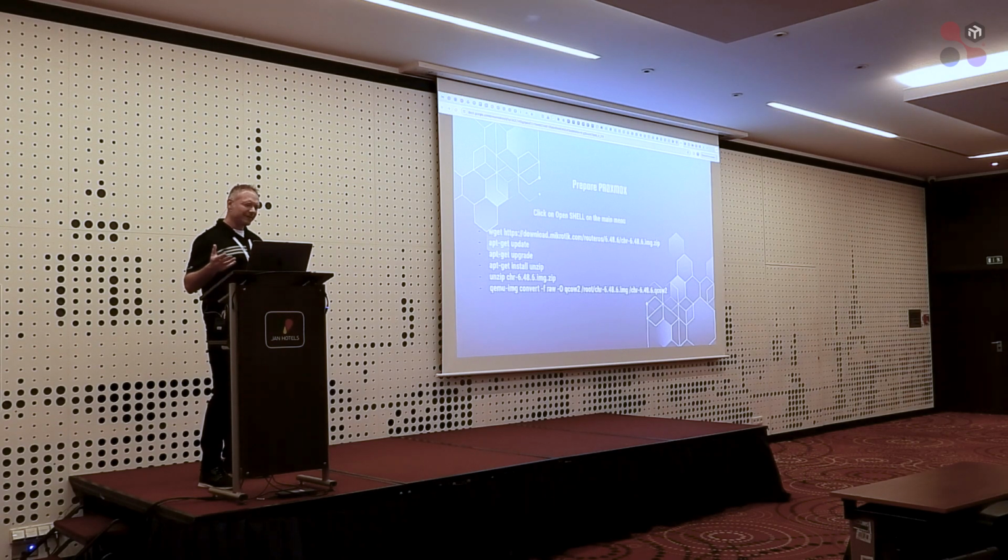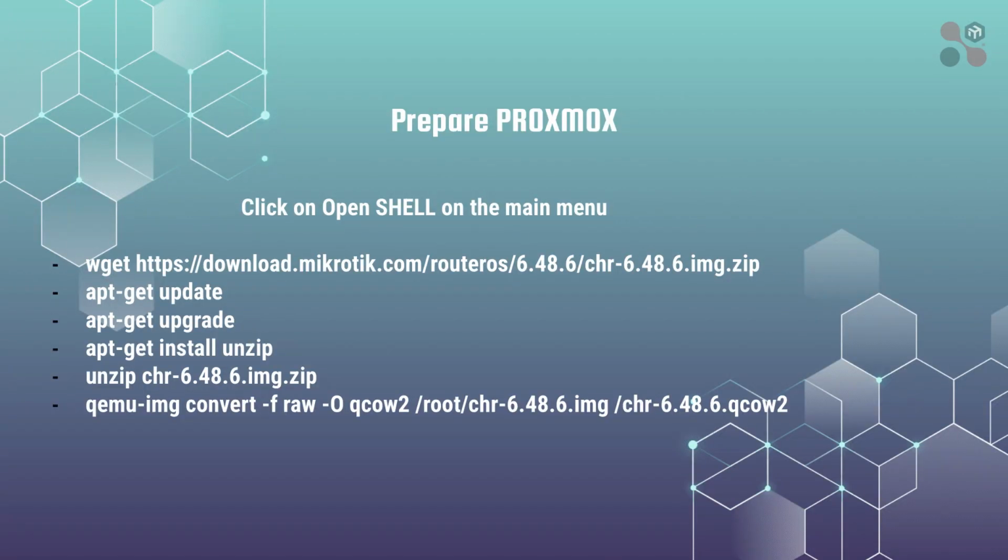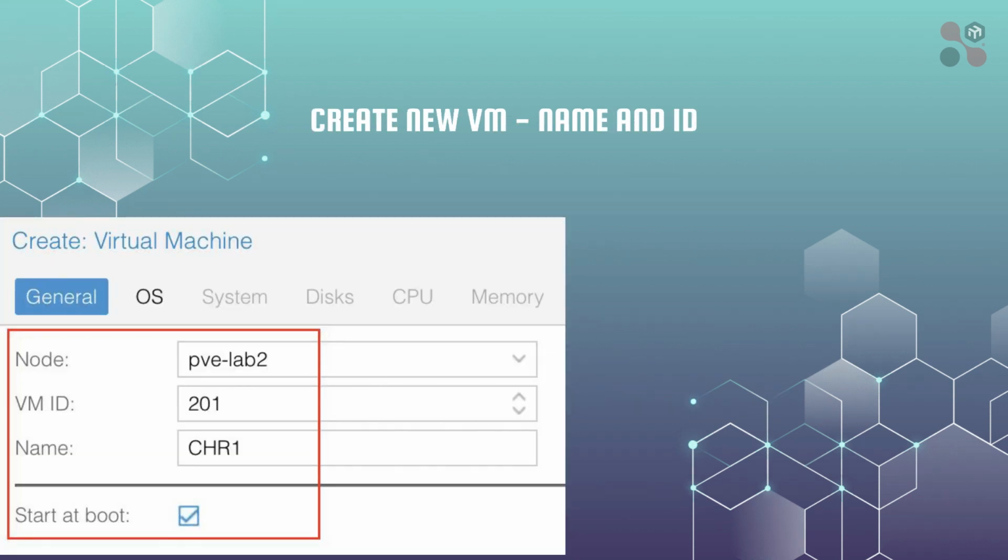But there's a handful of commands here. You have to download the image from MikroTik. You have to unzip that image, and then a QEMU image convert that's going to allow you to get it into a format that Proxmox can use. So real quickly, we'll walk through a couple of these configurations here. So you're going to create a new virtual machine. You're going to give it a name.